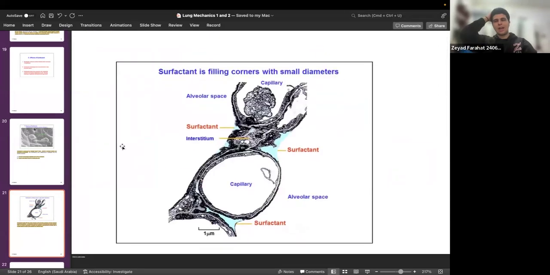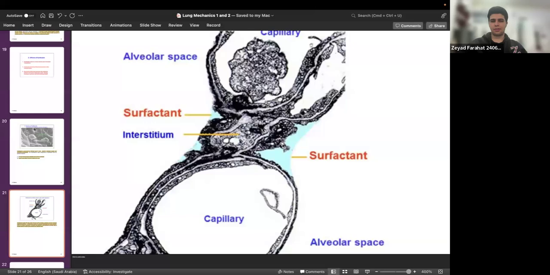Surfactant, yeah, this is the last point. This is not really the most important, but generally speaking, they're filling up the radius of the alveolus. So if you have alveoli, for example, they're biological sacs, okay? So they're not perfectly round or anything. So what happens is the surfactant comes in here and fills up the grooves, so you have less surface area.